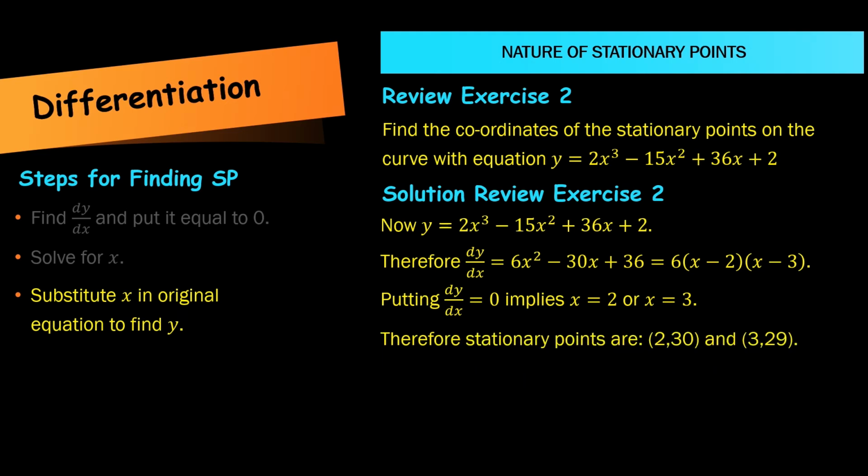Therefore, the stationary points are (2, 30) and (3, 29).